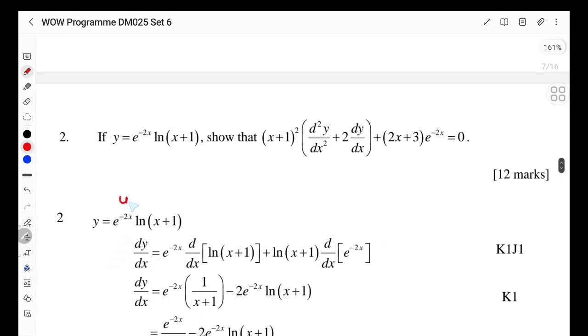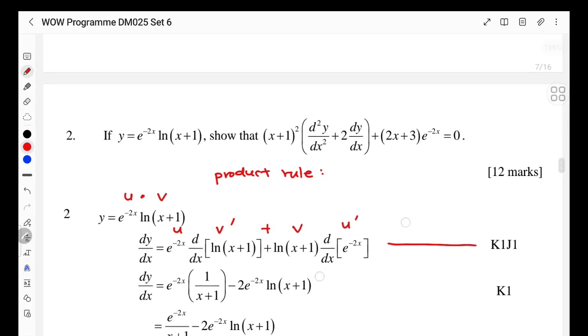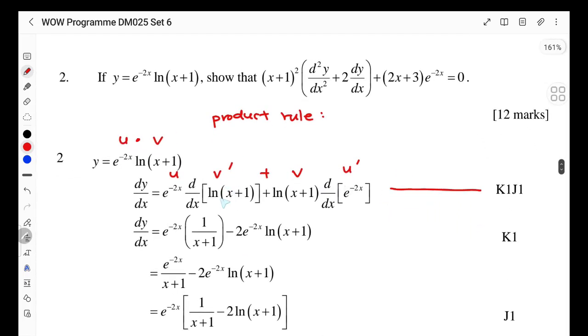You have two functions that are multiplied together, so u times v. You need to use the product rule. The product rule is u v prime plus v u prime. This is K1 G1, the first 2 marks. Then you differentiate ln(x plus 1), you get 1 over x plus 1. Then you differentiate e to the power of negative 2x: copy back your exponential function e to the power of negative 2x, multiply with the derivative of the power. Differentiate the power negative 2x, you get negative 2. So negative 2 e to the power of negative 2x ln(x plus 1). This is K1.